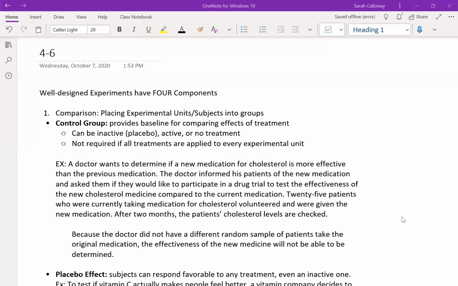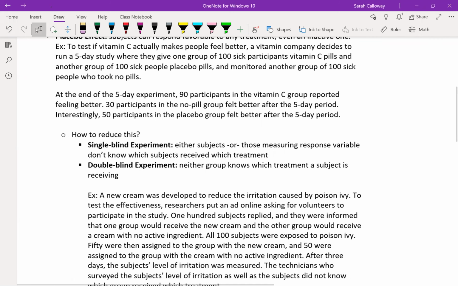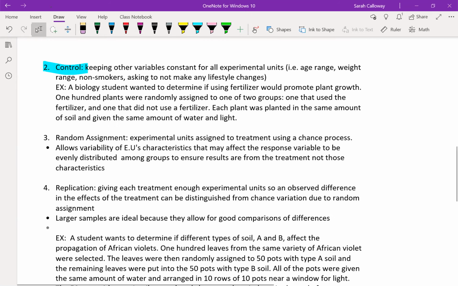In this video, I'm going to go through section 4.6, which is titled Additional Principles of Experimental Design. They talk about how a well-designed experiment has 4 components. Of those 4 components, it's comparison, control, random assignment, and replication.